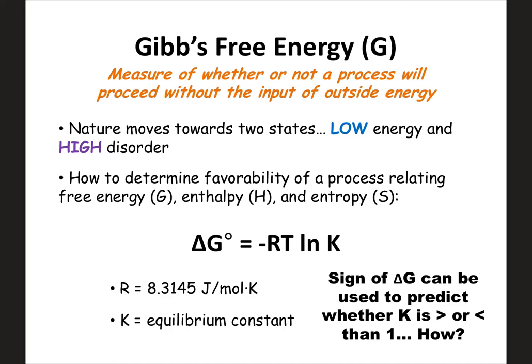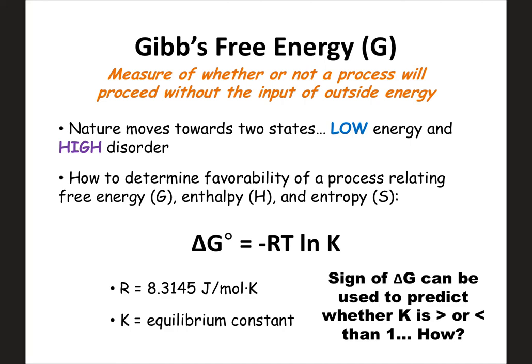Some things to point out here, though. R is this gas constant, but be careful. It's a different version of R. It has different units. It's not the 0.0821 we were using for the gas law problems. It's the 8.3145 joules per mole times Kelvin version. It's on the equation sheet. You just have to know which one to use here. Temperature is going to be in Kelvin again, and K is your equilibrium constant.